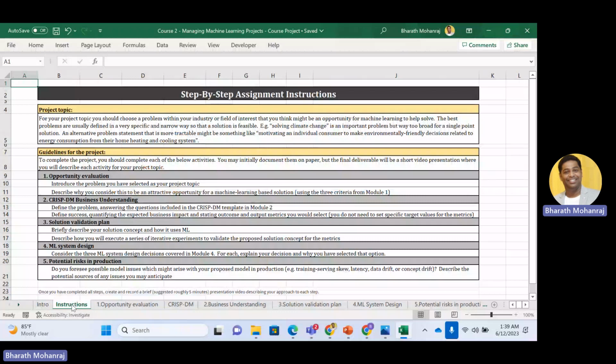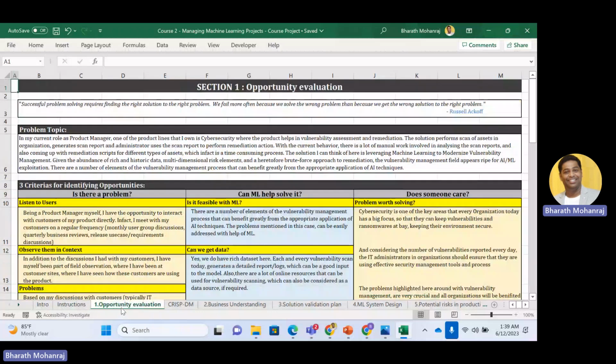Now, as part of this project, there are 5 things that we need to be taking care of. We should evaluate the opportunity. Then we should have the business understanding applied to this project. Explain the solution validation plan. Explain the system design using machine learning. And then also highlight any potential risks in production for this particular project. So let's start with the first step, which is the opportunity evaluation.